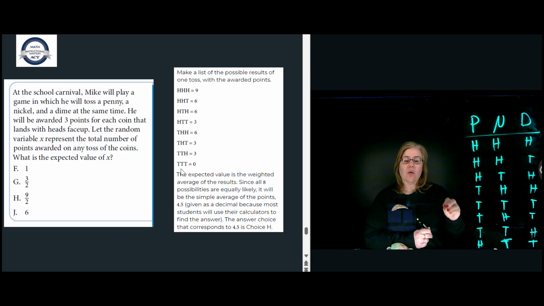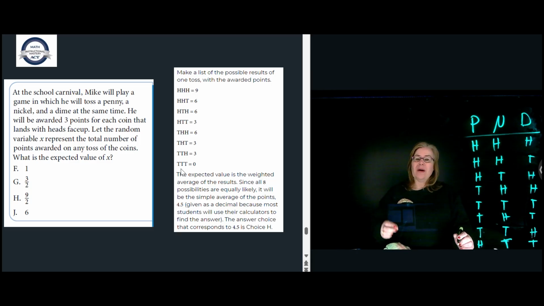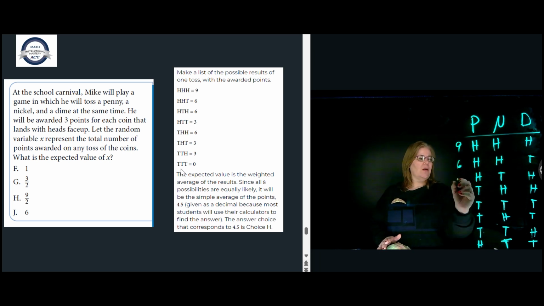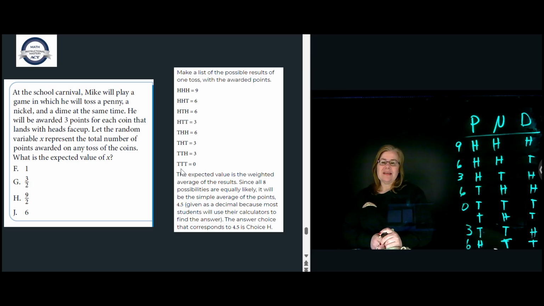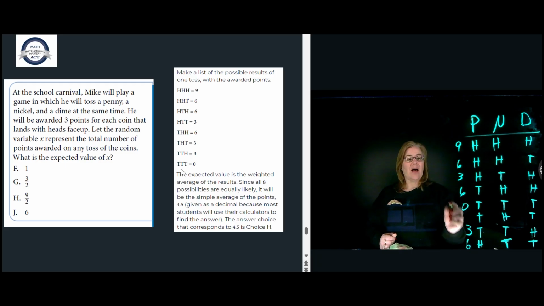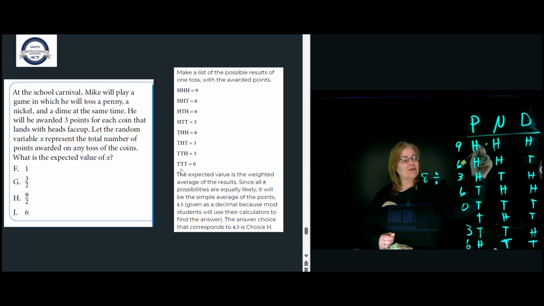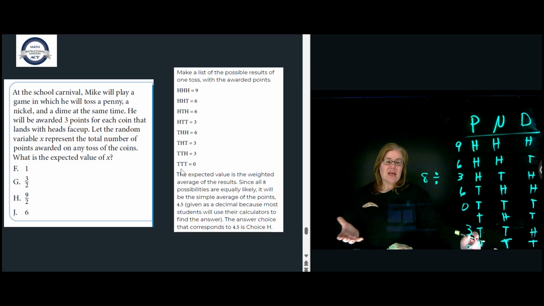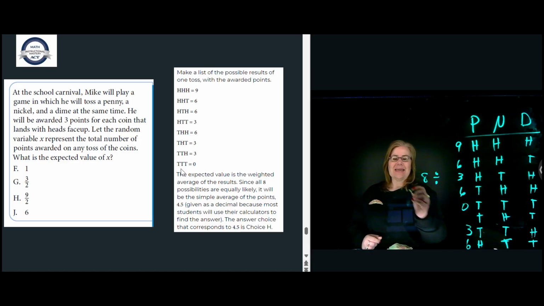And this is how all 3 of those coins will be thrown. So what I need to do is now award my points for every head that I get or face up. 3, 6, 9, 3, 6, 3, 6, 0, 3, and 6. So I'm going to add all these up and see what my total is going to be, and then I'm going to divide by 8 because there's 8 possible scenarios of how I can throw these 3 different coins. So when I add these numbers up and divide by 8, I am going to get 4.5.